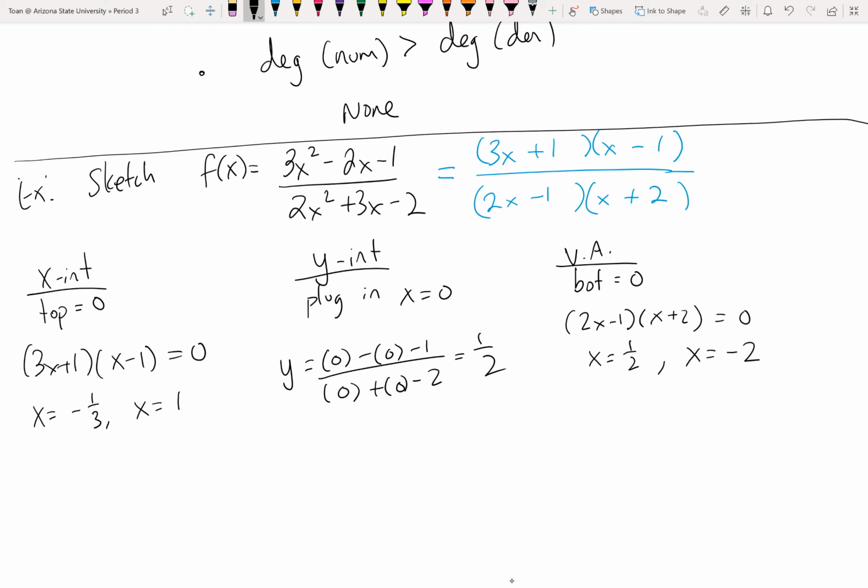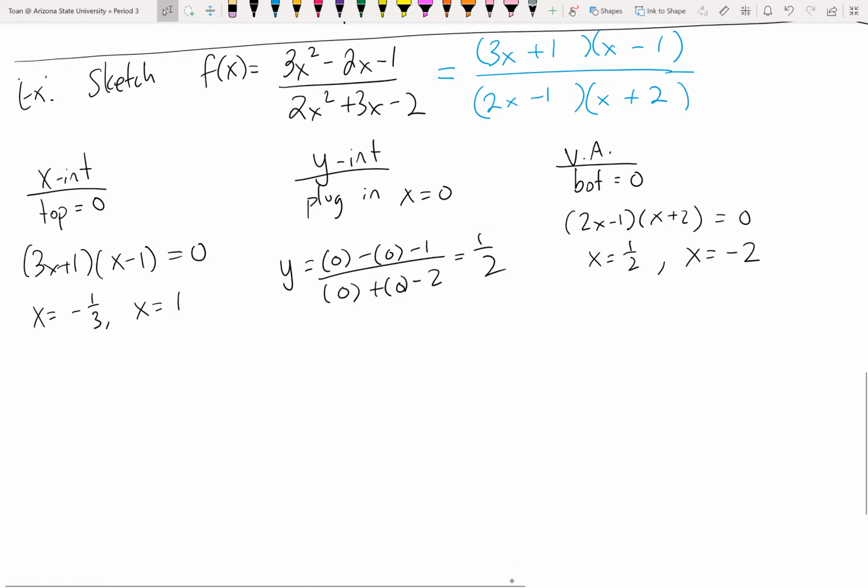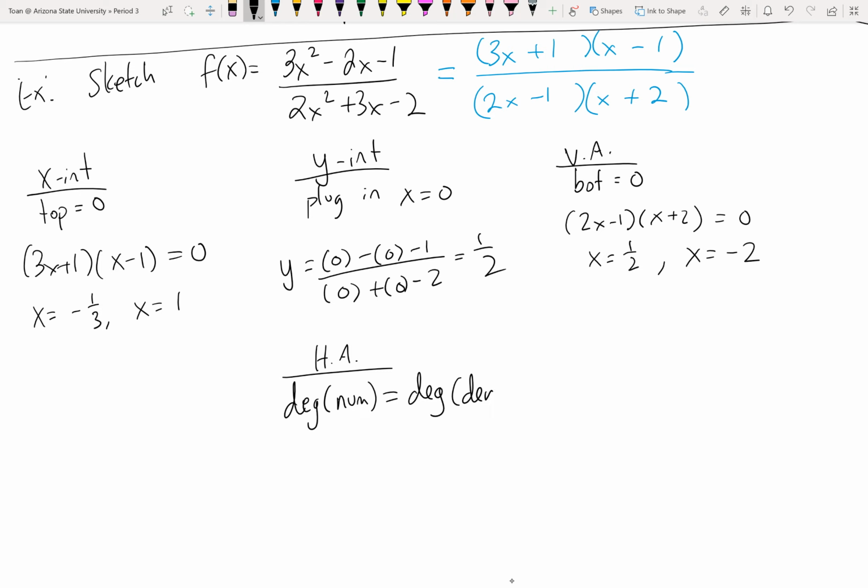And then lastly, the horizontal asymptote. This one should not be any math at all. It's just pure looking. You just have to compare it. So in this case, you have to look at the exponents. In this example, the degree of the numerator is the same as the degree in the denominator. So the horizontal asymptote is just the ratio of the leading coefficients. It's just the ratio of the numbers. So therefore, the horizontal asymptote is y equals 3/2.